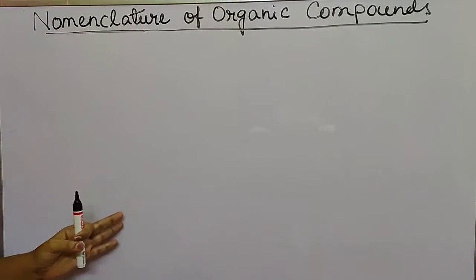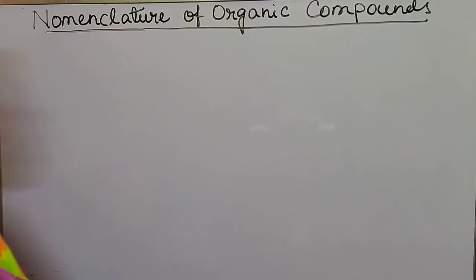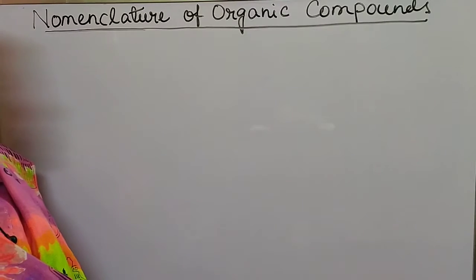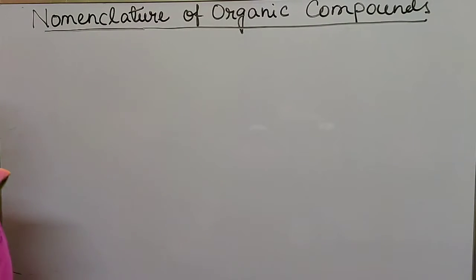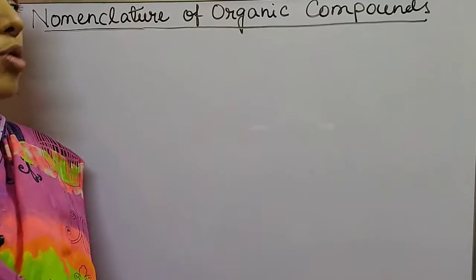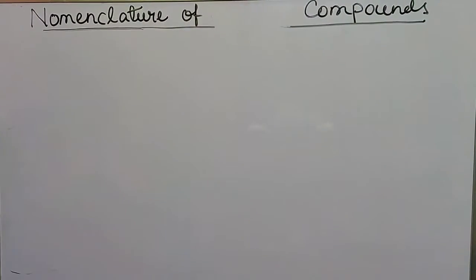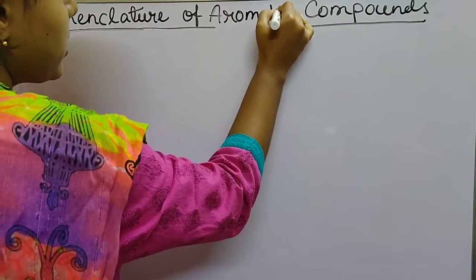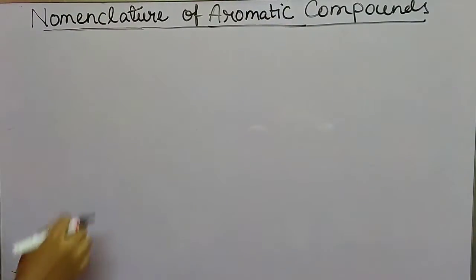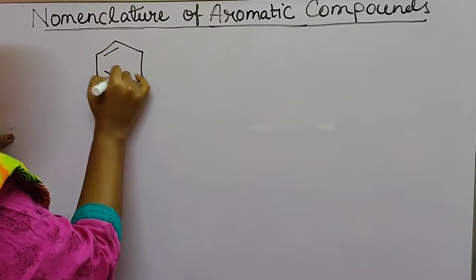Hello students, so this is our next part of the video. Here we are going to discuss today the nomenclature of organic compounds. In our previous class we discussed different types of nomenclature for aliphatic compounds. Today we are going to discuss the nomenclature of aromatic compounds. Aromatic means the compounds which contain a benzene ring in them, right?